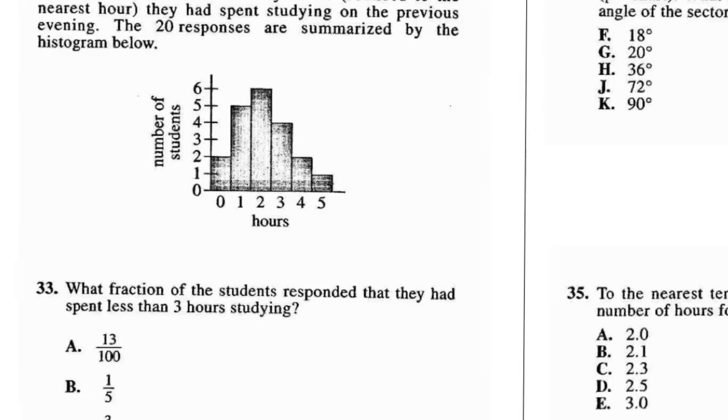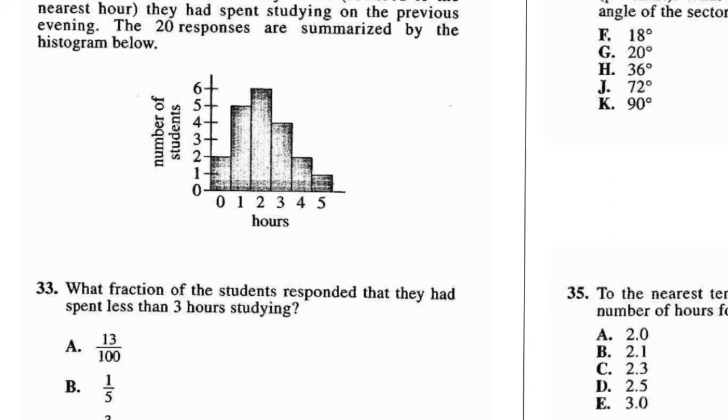A survey in a study skills class asked 20 students enrolled in the class how many hours, rounded to the nearest hour, they spent studying on the previous evening. The 20 responses are summarized below in the histogram. What fraction of the students responded that they had spent less than 3 hours studying? So I would come up here and see less than 3 hours studying.